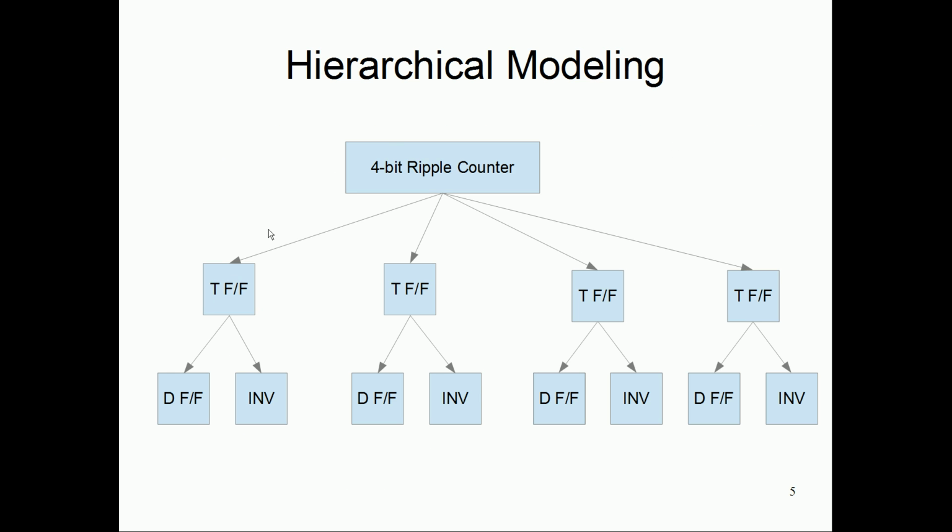So what are the common things? Common things like the D flip-flop and inverter, we combine them into one T flip-flop entity, and we instantiate those entities and connect them together to make a ripple counter. Okay. From an object-oriented perspective, if you want to think, each of these entities is a class.